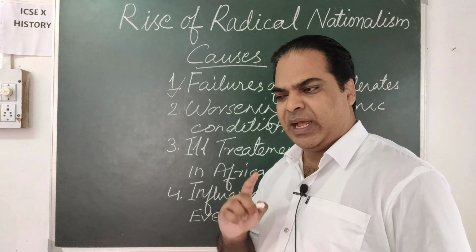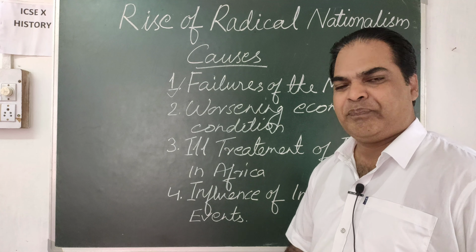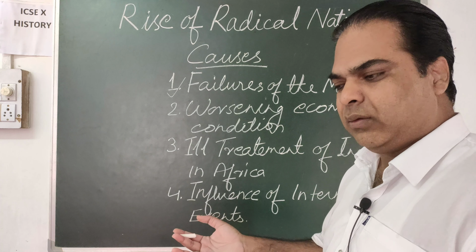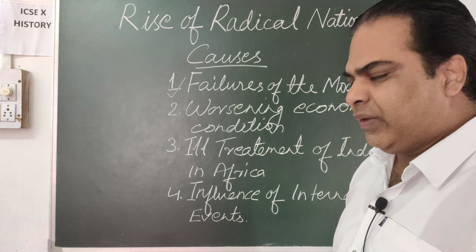They were waiting and watching. They were definitely there within the Congress, watching the works of the moderates, but ultimately they failed. Ultimately they understood that the method the moderates were following was not going to work for the country. That is why the lead was then taken by the extremists.